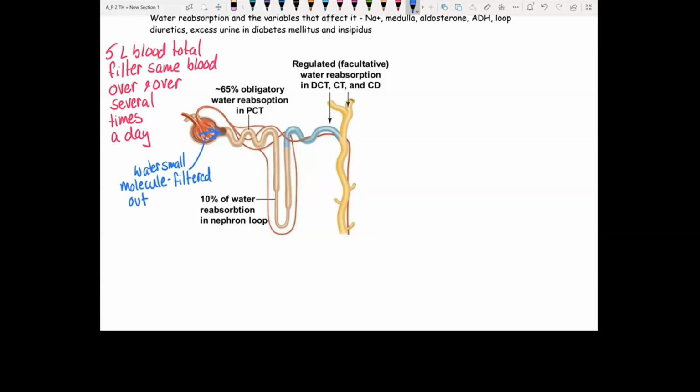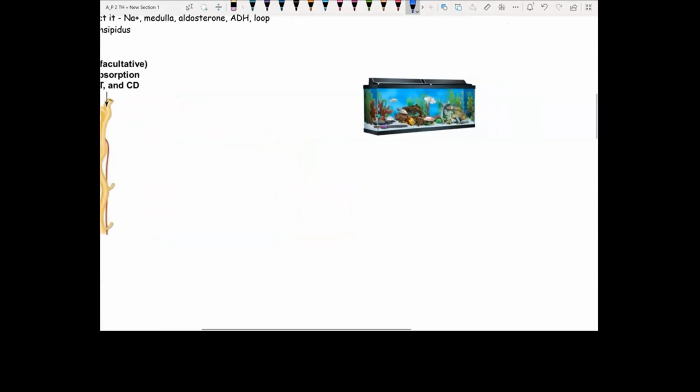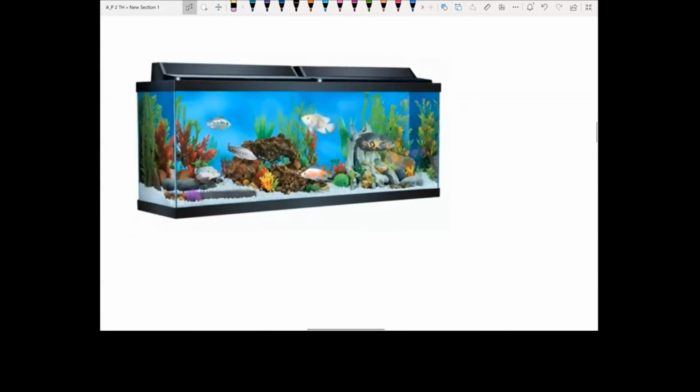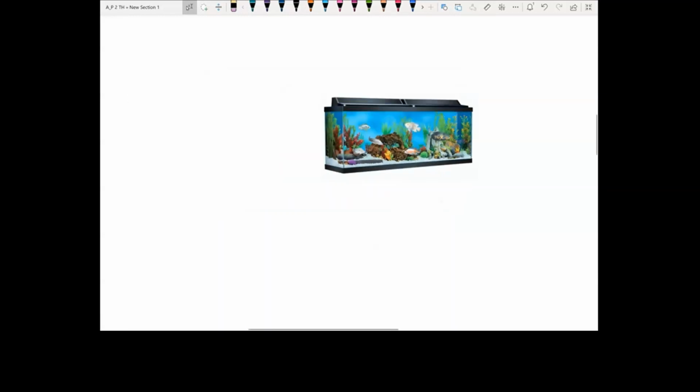So here's the amazing number. You have 5 liters of blood, but in a single day, you will remove 180 liters of water from your blood. Take a look at this fish tank. This is a big fish tank. This fish tank holds about 180 liters of water. In one day, that's how much water your kidneys are taking out of your blood.